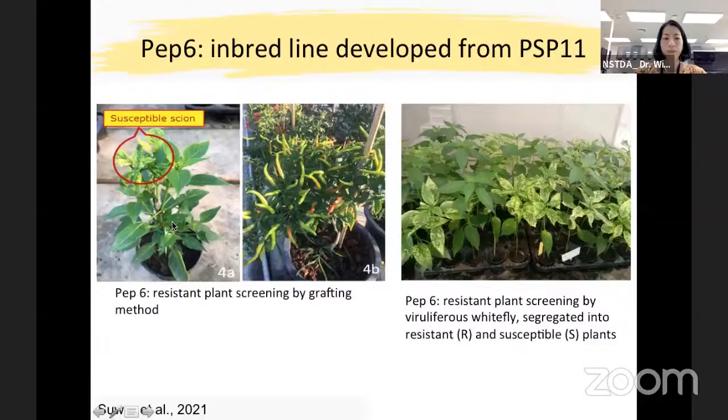And even if you graft the susceptible scion onto it, the resistant plant remains resistant when exposed to the viruses. And on the right-hand side, this is the phenotyping that was done through the use of the insect vector, the whiteflies. And you can see we alternate the rows between susceptible plant and resistant plant. And we confirm that the resistant ones were actually exposed to viruses through PCR. So when we try to amplify the viruses from the leaf, we detect it. And so we know that the plant is actually resistant.